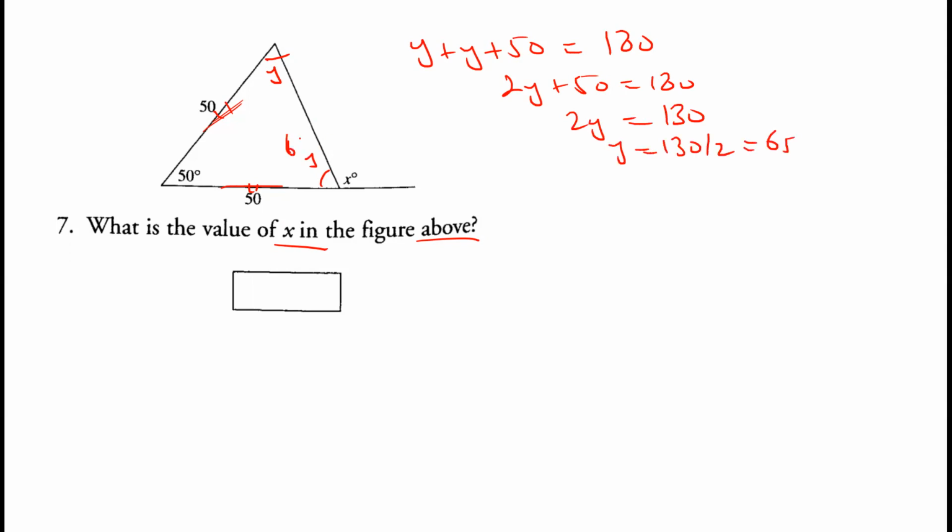So this is 65. A straight line consists of 180 degrees. So 65 plus x equals 180. X equals 180 minus 65 equals 115. So the answer for question 7 is 115 degrees.